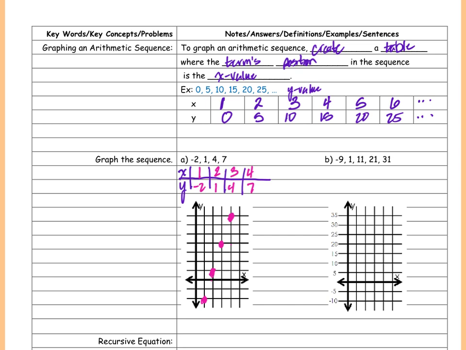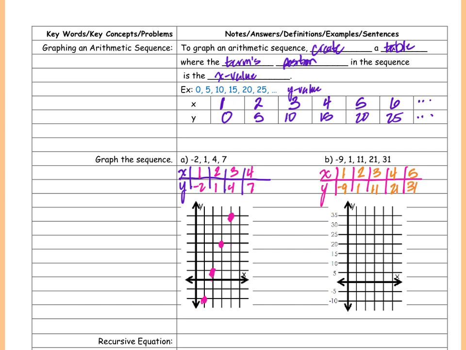Okay? And I'm going to do the same thing with the next problem. I have my table. I got 5 terms this time. So this is x, this is y. 1, 2, 3, 4, 5. Okay, so my first term is -9. My second term is 1. My third term is 11. Fourth term is 21. Fifth term is 31.